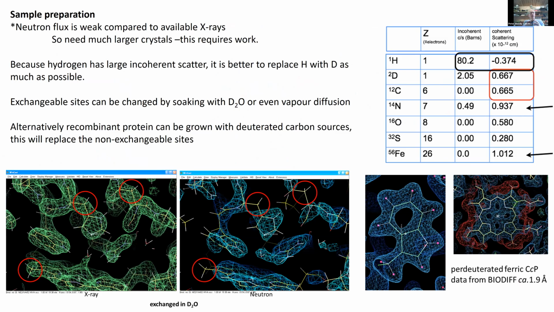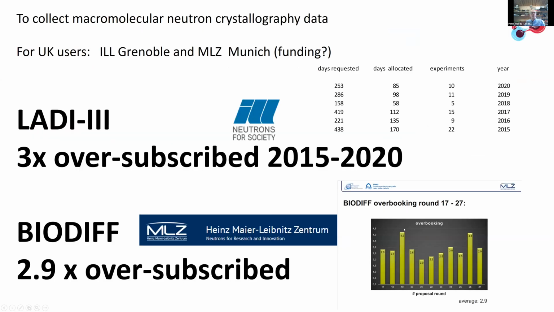We have a problem though with sample preparation. As I said, we need large crystals and we need to perdeuterate. So we get some interesting effects with our maps. Because the hydrogen has a negative scattering length, we end up with cancellation effects. So with exchanged samples, we end up with this sort of cancellation here, to compare to the X-ray here. But if we perdeuterate our samples, we can get these lovely pictures which show where all the hydrogens are, even at relatively modest resolution.